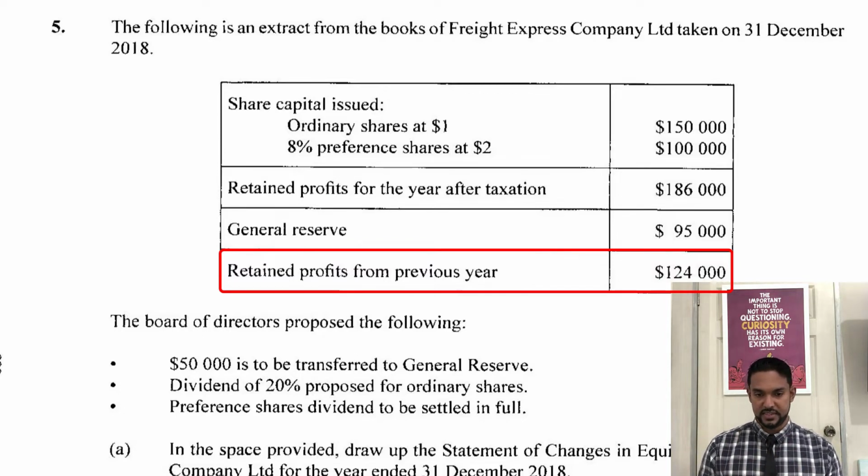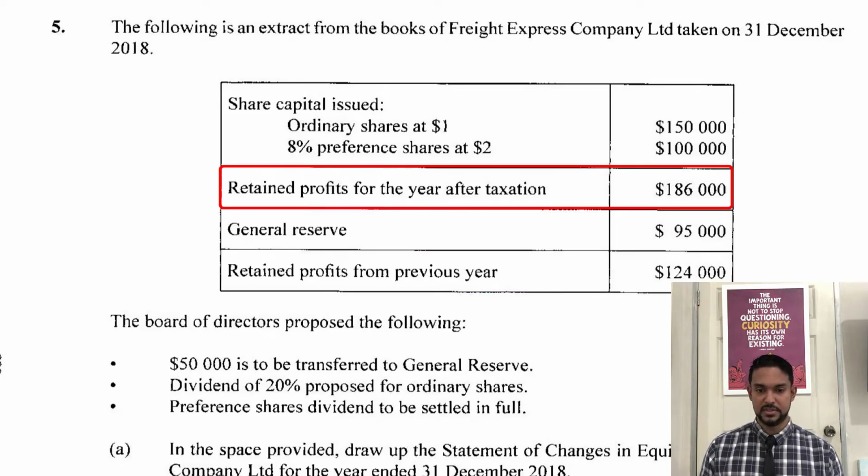So, with the exception of the second item, everything there seems to be balances brought forward, right? The opening capital balances, the opening general reserve balance, and the current balance in the retained profits account. And of course, we have retained profits for the current year as well.